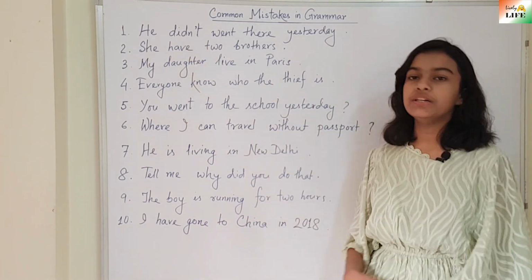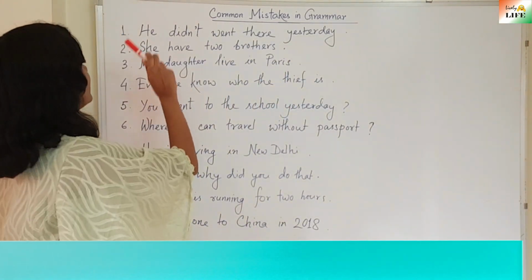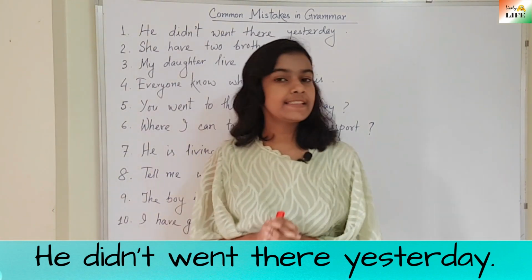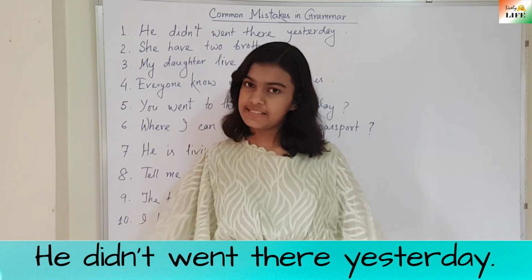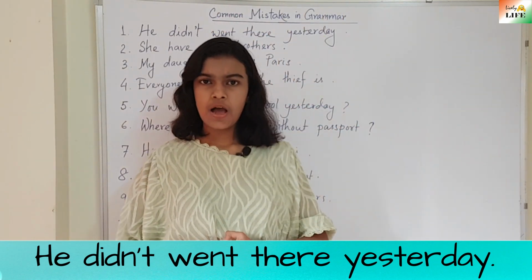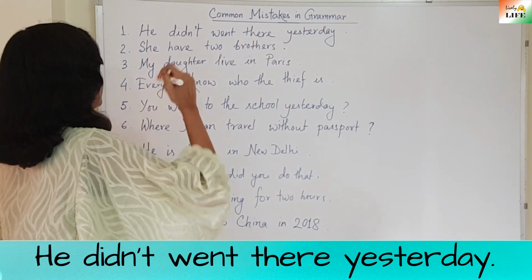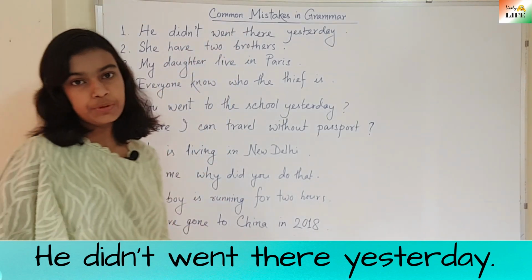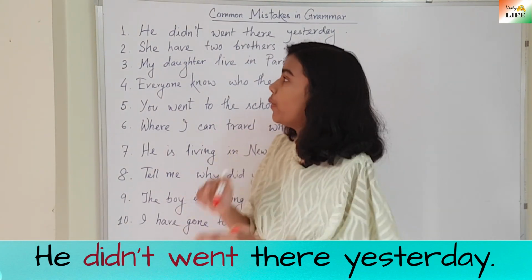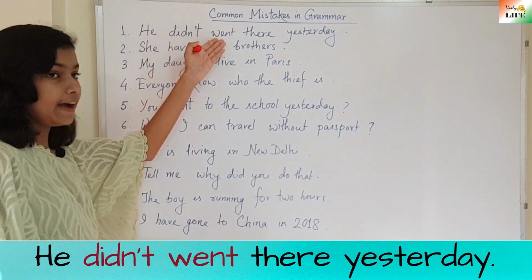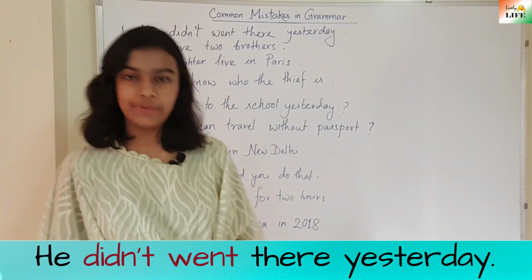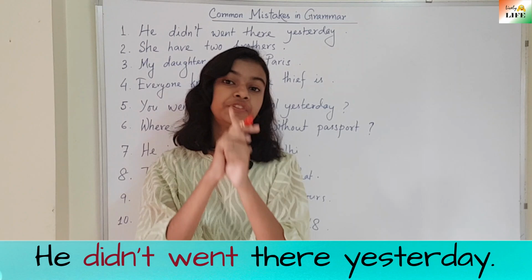Now let's begin with the first one. He didn't went there yesterday. So we get to know that this sentence is in simple past tense because it's saying that he didn't went there yesterday. But if you look over here, didn't went. Remember that in a sentence we never use the past form of the verb when we are using didn't. After that, the main verb, we don't use the second form of the main verb. We always use the present form, the first form of the verb.